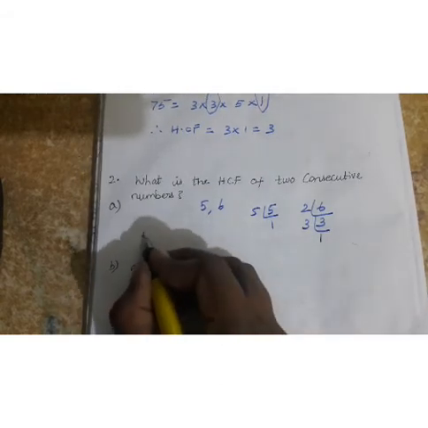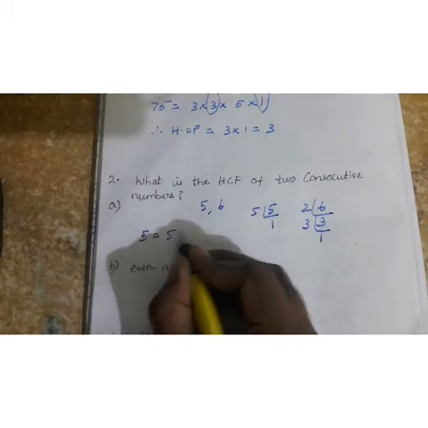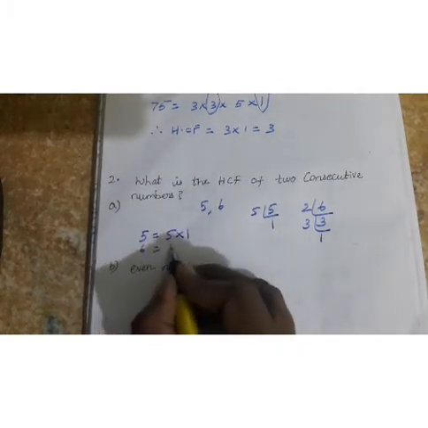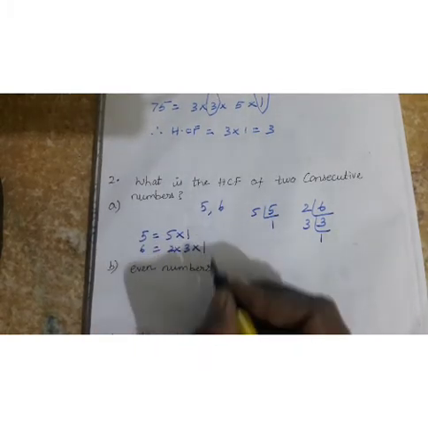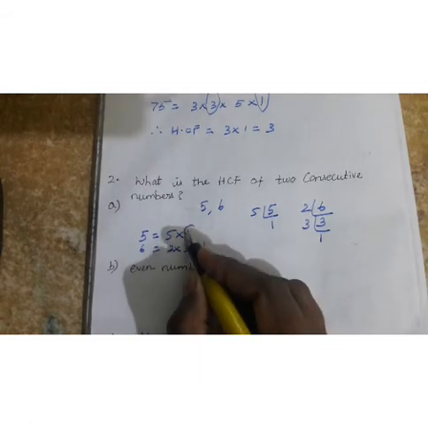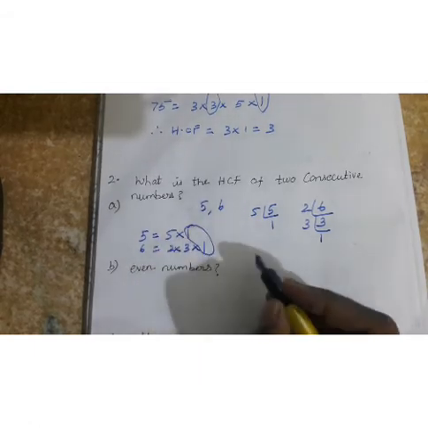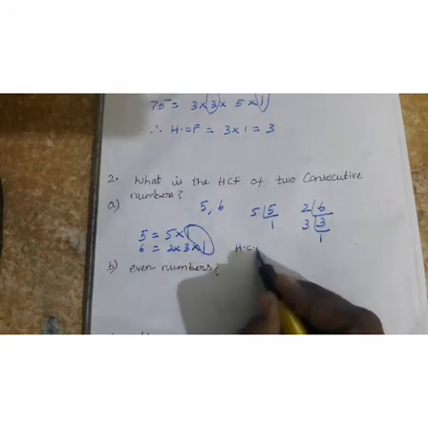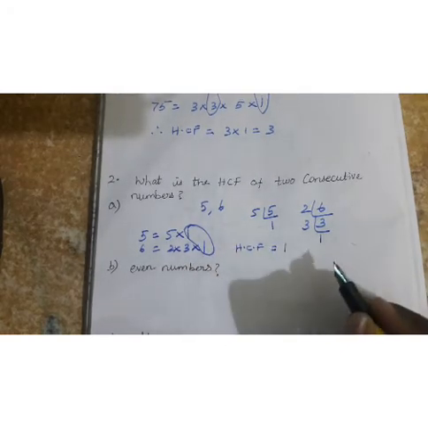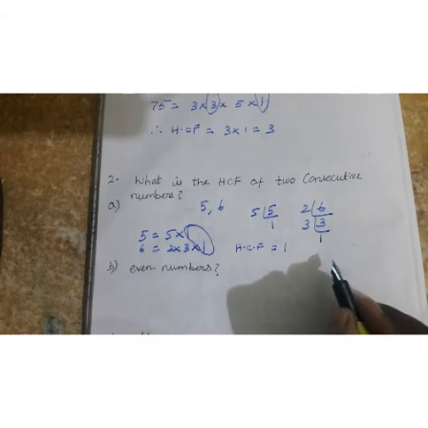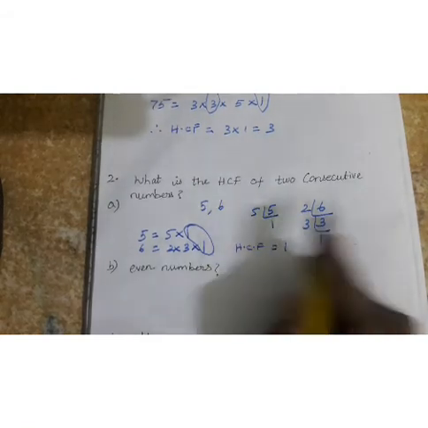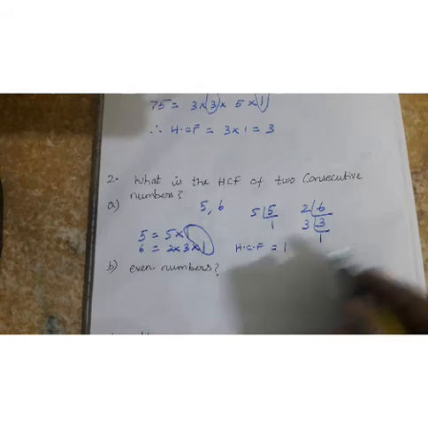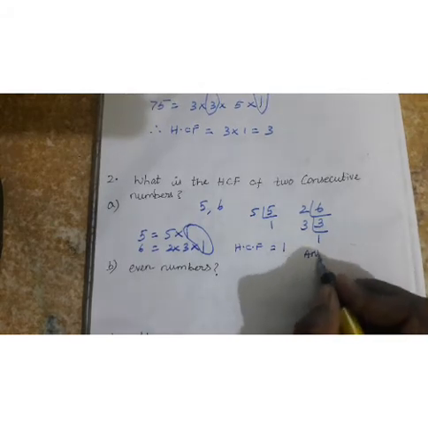So 5 is equal to 5 into 1. 6 is equal to 2 into 3 into 1. So here the common factor is 1. So HCF of 5 and 6 is equal to 1. So the HCF of two consecutive numbers is 1. Answer is 1.